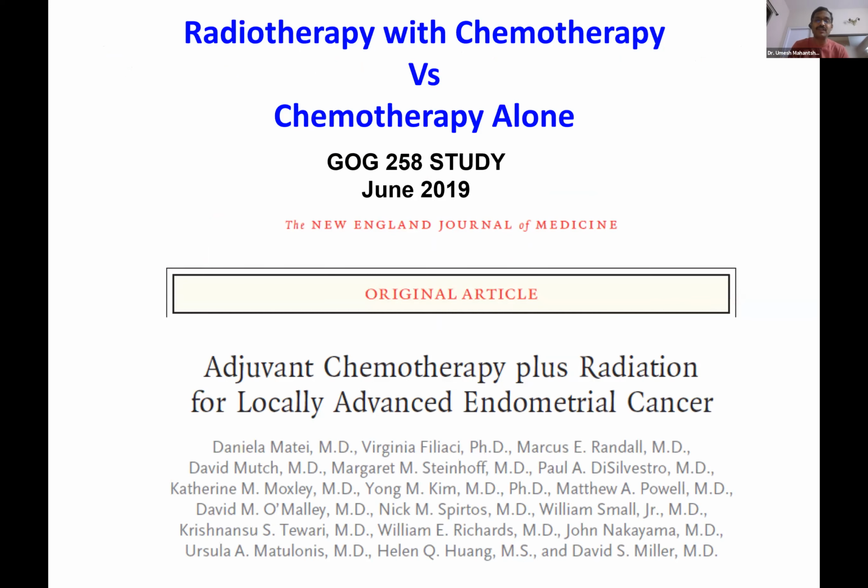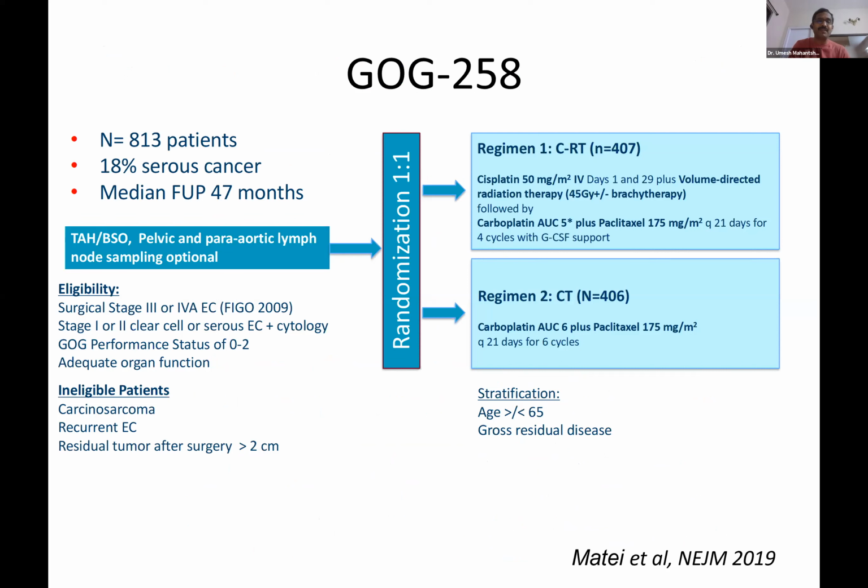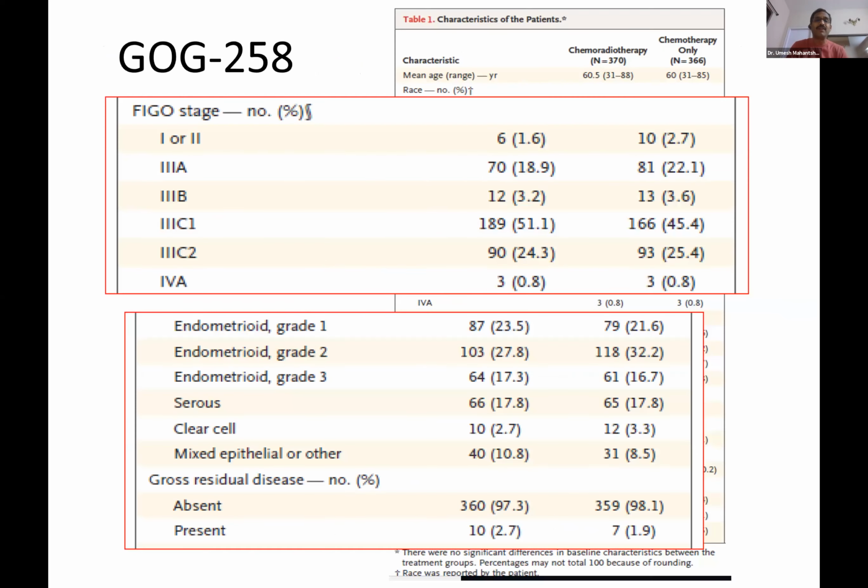The other trial which parallelly was published and discussed is the GOG 258. I will not go into the details because of my topic, but what I wanted to highlight was there is a myth that these patients are more advanced. Of course, the eligibility criteria was more advanced, but if you carefully see, these group of patients in 258 have higher stages, no doubt, 3A, 3B, 3C1, and 3C2, and 4A. But what is important to see, even in this trial, the type 2 histology accounted for 30% roughly, and these patients were stratified for even gross residual disease.